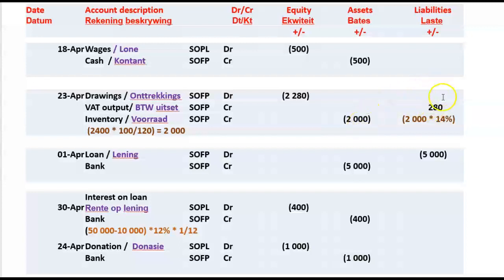Then the VAT that we originally claimed on the 2,000 Rand, 14%, that we're going to pay over to the receiver of revenue. So our liabilities is going to increase. So it's a credit VAT output. And the two of them together, the 2,280, that will be our drawings. And our drawings is statement of financial position, and that is going to be 2,280. It's a debit. It's going to reduce our equity.